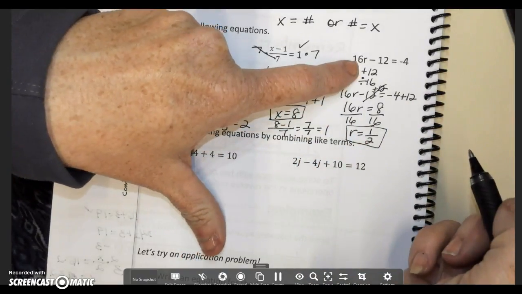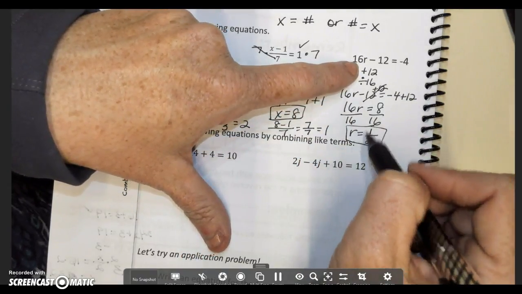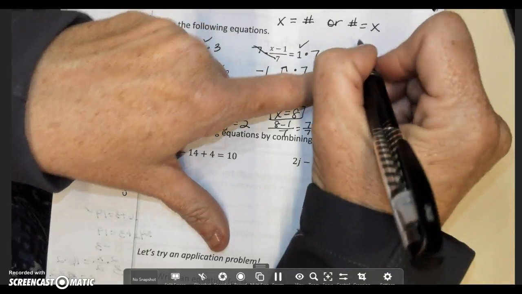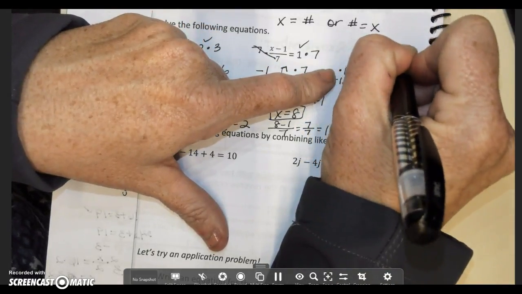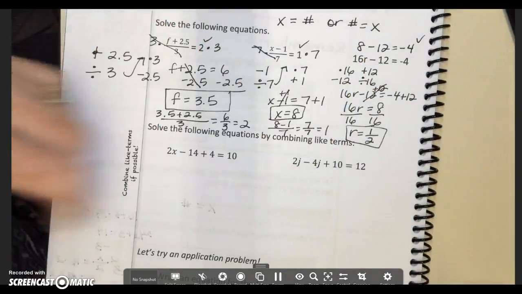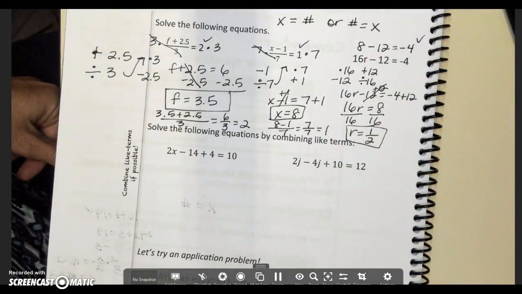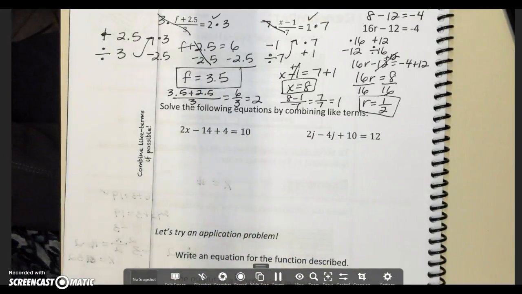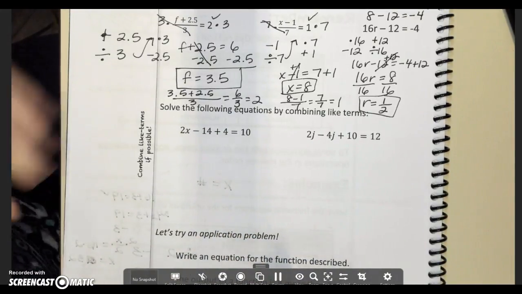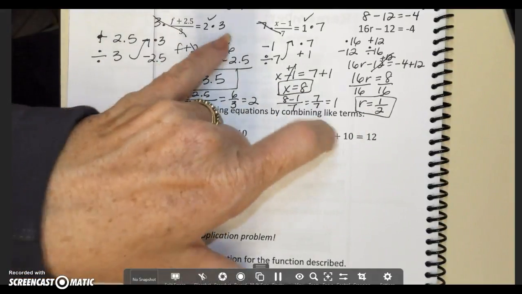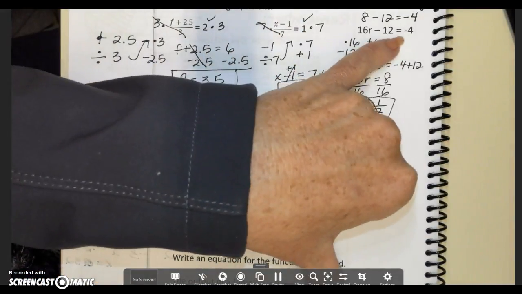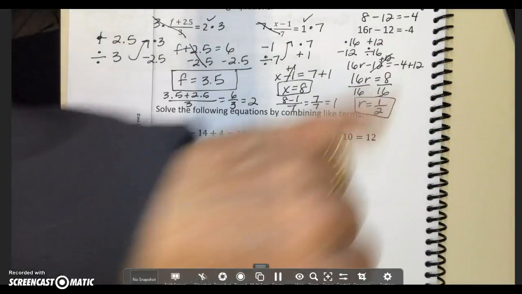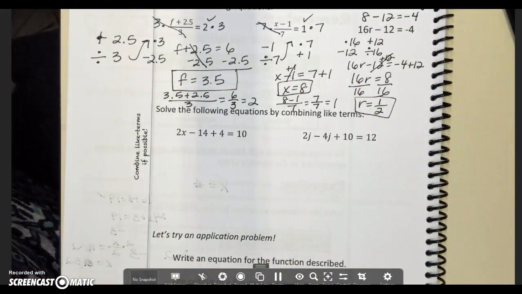I'm going to go back and check that up here. So instead of r, now I have 1/2. Well, half of 16 is 8. Minus 12 is negative 4. And that is true. So I know I have the right solution. When you're solving one variable equations, there is one and only one solution to an equation. So if you can plug that answer in and get that answer on the side where the number is isolated, you know you have the right solution.